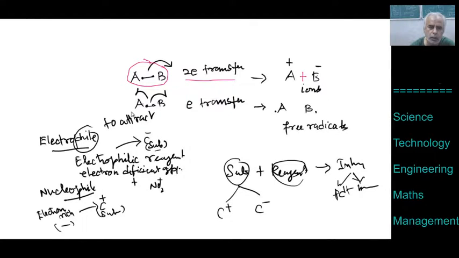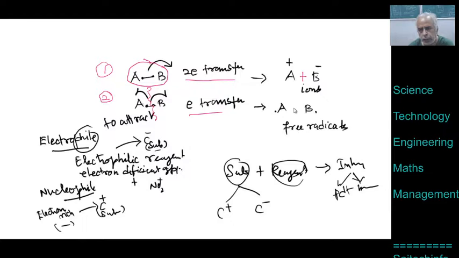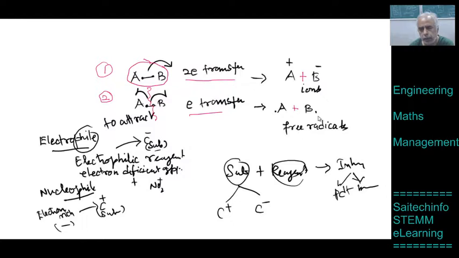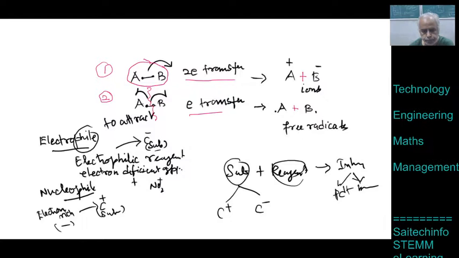In the second case, we have a single electron transfer. So what happens? There is no loss of electron. Instead, there is a homolytic cleavage that results in A free radical and B free radical. The free radicals are represented by a dot. So we have A dot and B dot. Okay, right.